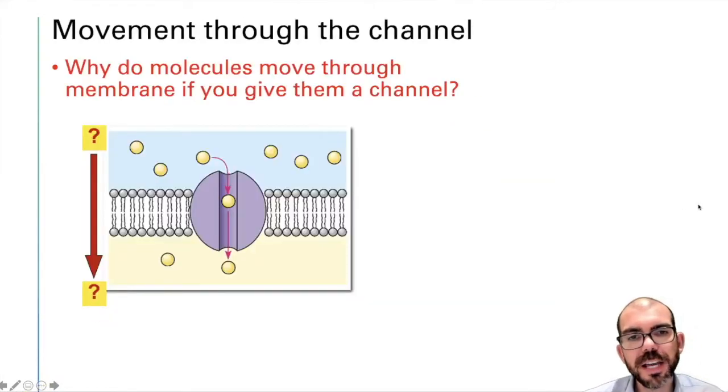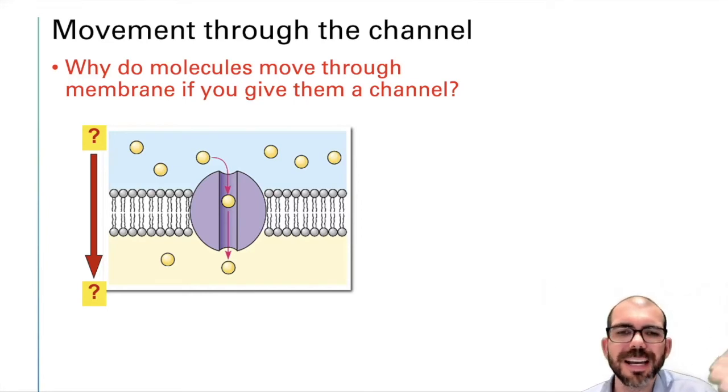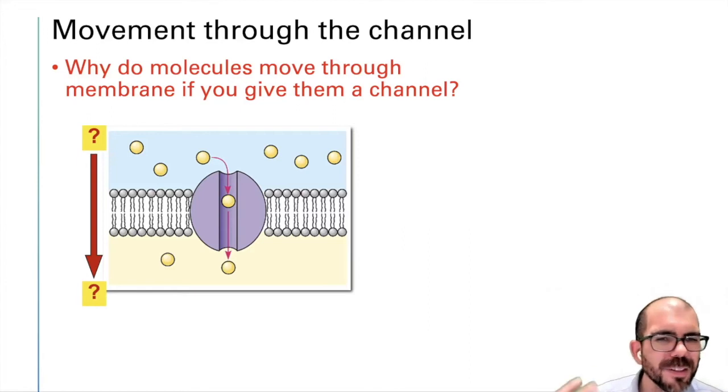So now that we understand the structure of the cell membrane, we need to understand how movement occurs through it. Specifically, why do molecules move through the membrane to begin with? If I give them a channel, why would they move from the outside in? Things don't happen spontaneously or randomly in life unless there's something driving it.